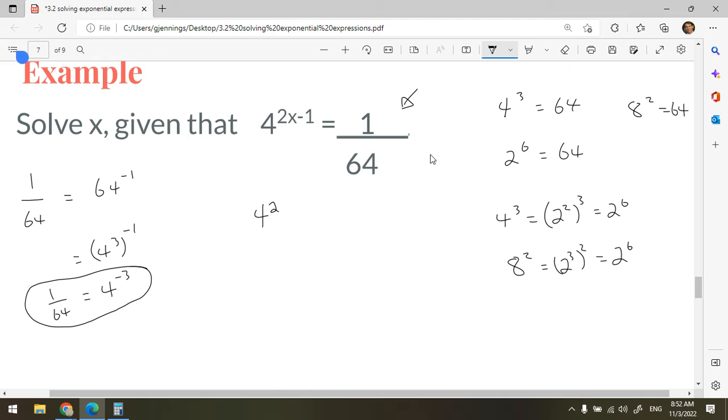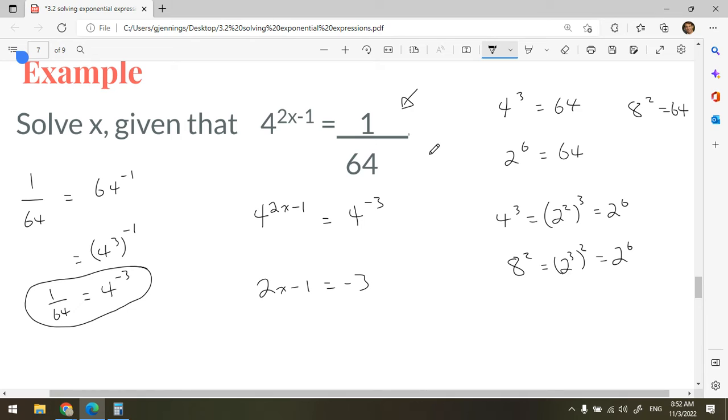4 to the 2x minus 1 is equal to 4 to the negative 3. And then we have this logic step here where I just remove the bases and equate the exponents. 2x minus 1 equals minus 3.